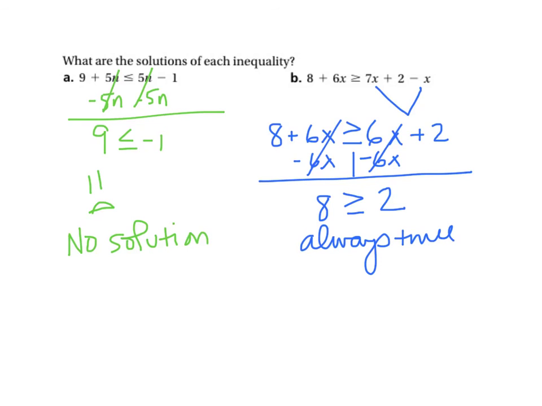Let's try that again. Okay, let's try erasing it. Okay, try to write the word true again, a little bit slower this time. That's better. All right, it's always true. So this one has as its solution all the real numbers.